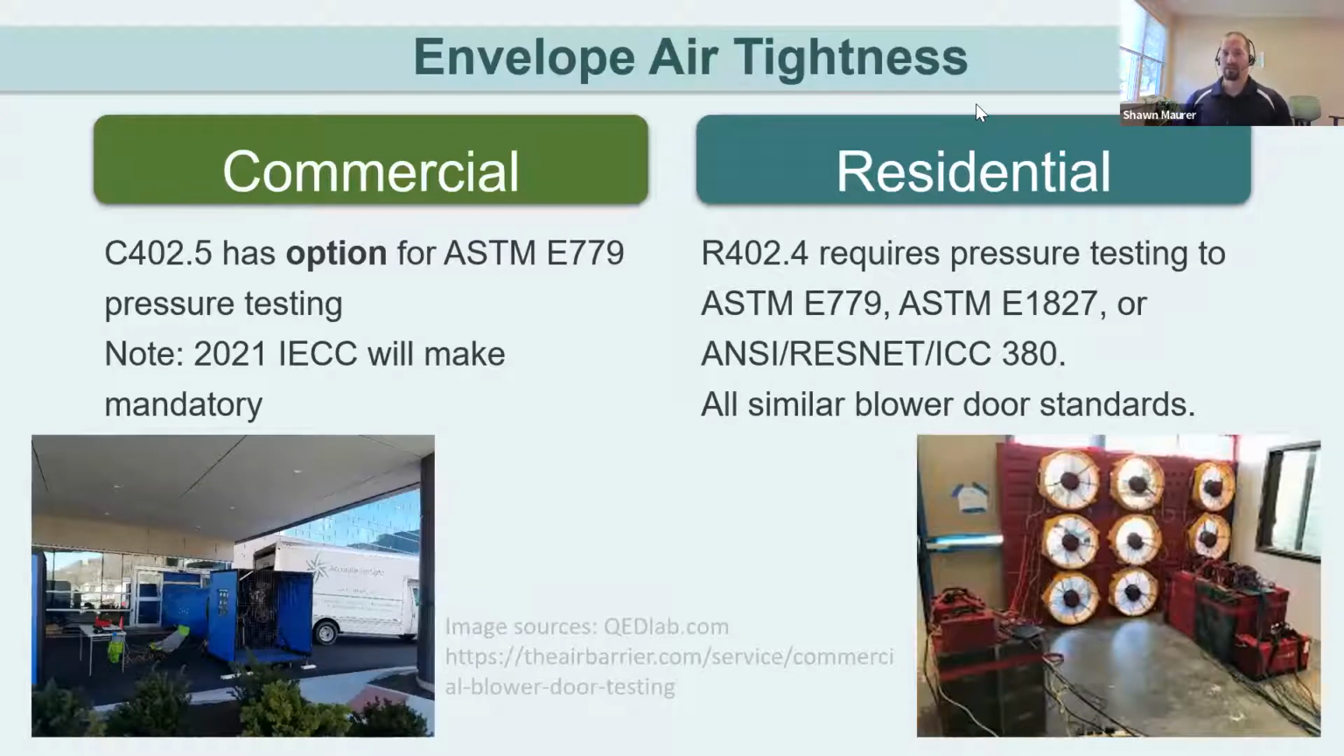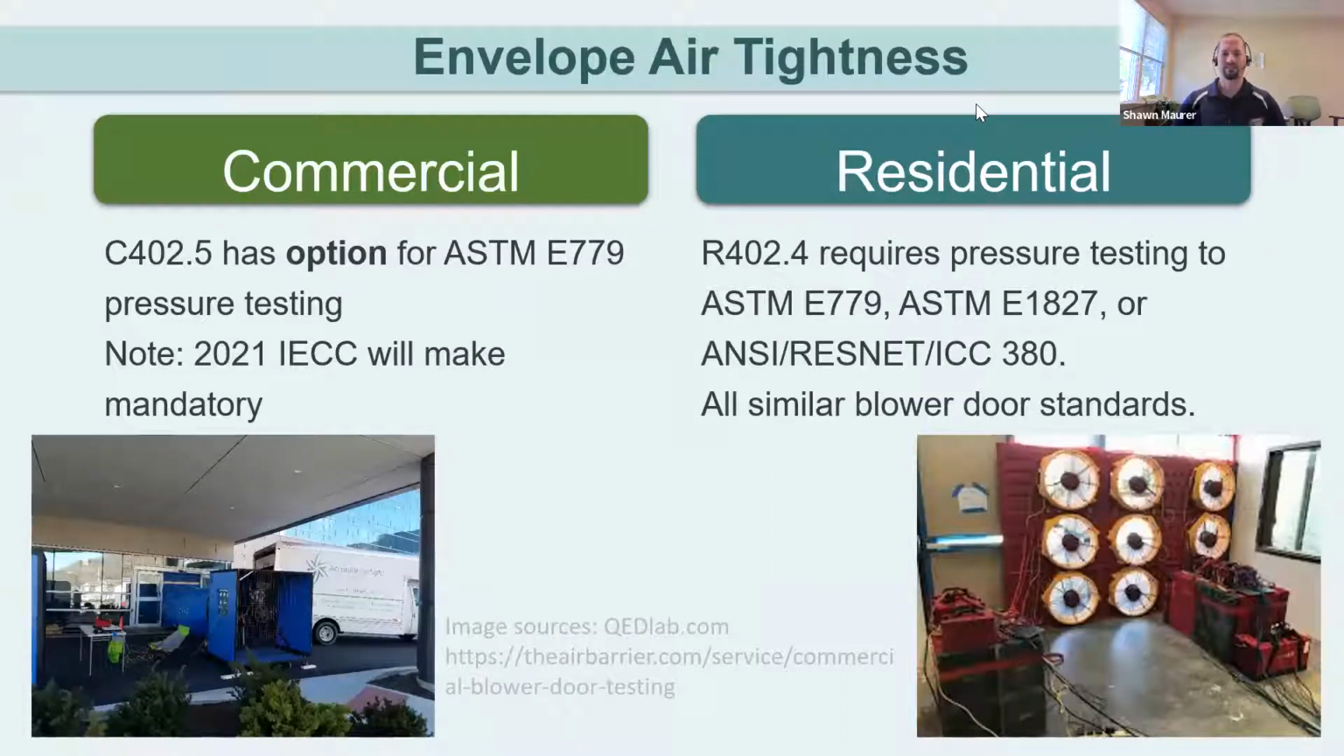The big thing is air leakage testing. Everyone knows about the requirements for residential air leakage testing. It is currently in the 2018 an option for commercial buildings using the ASTM E779 pressure testing standard. In 2021, this will become mandatory.